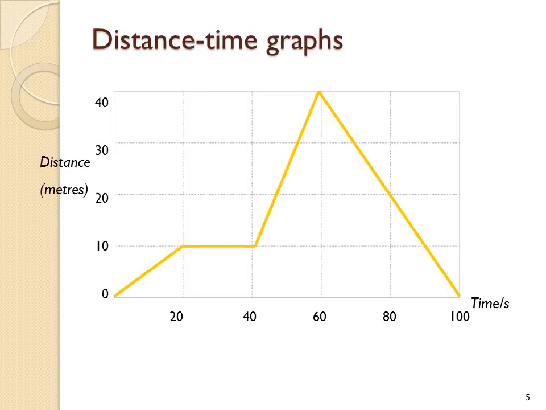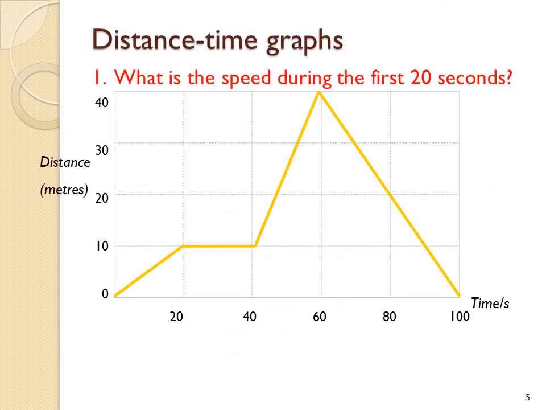Let's look back at the graph that we've just looked at. Can you calculate the speed during the first 20 seconds of the graph? You'll remember that speed is the gradient. That's the distance travelled divided by the time taken. So 10 over 20 would be half a metre per second.